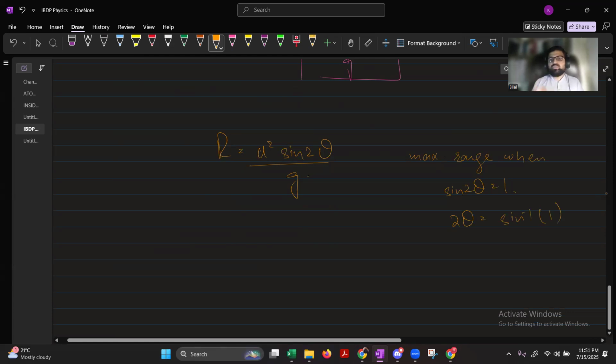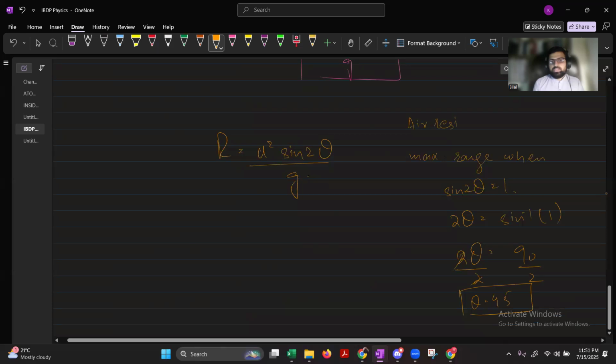Sine inverse, you can just take your calculator. Sine inverse of 1 is basically 45 degree. Sorry, 90. Sine is 1 at 90 degree. I can divide 2 on both sides. So theta is 45.